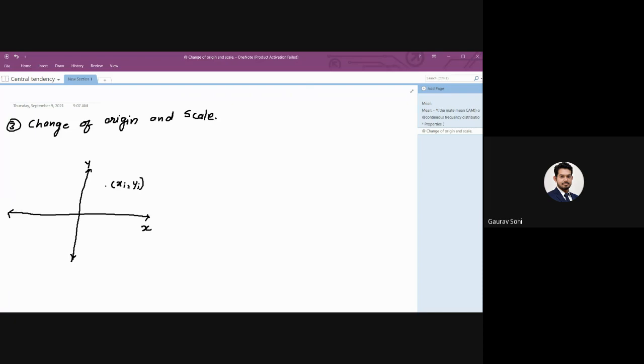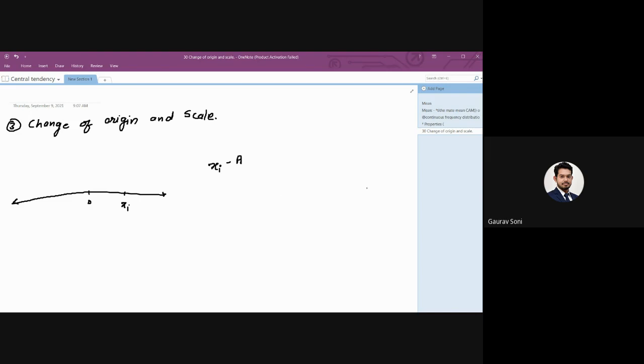Okay, let's not go to the two axes. Let's just take one line, one axis, the x-axis simply. So I have this x-axis, and I have the origin here. Any point here I call xi. So what I will do now is subtract a constant number a.